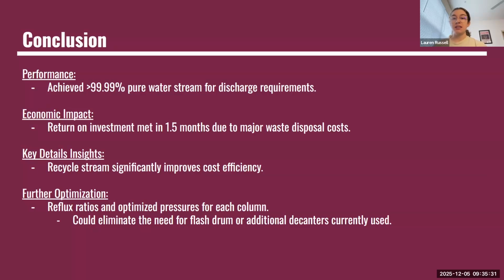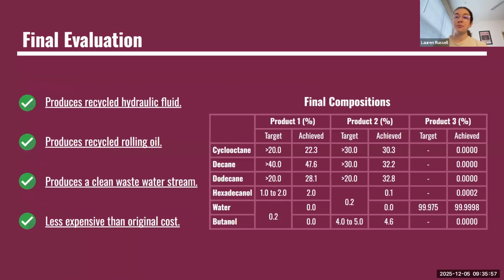The recycle stream significantly improves the cost efficiency of the system, and something that we could do to further optimize the system is edit the reflux ratios and optimize the pressures for each column. All of our columns are operating at the same reflux and pressures, so if we change them, we could possibly eliminate the need for the flash drum or some of the additional decanters that are currently being used.